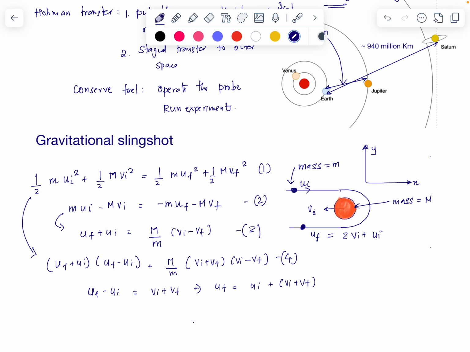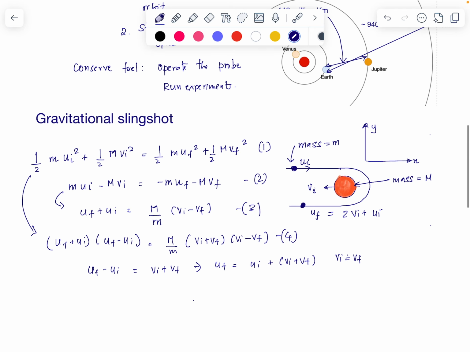Now the planet is much heavier compared to the spacecraft. The planet might weigh hundreds of millions of tons, and the spacecraft might weigh a few tons. Therefore vi is approximately equal to vf, because the planet is not going to be affected by the presence of the spacecraft very much. Therefore uf is approximately ui plus 2 times vi.